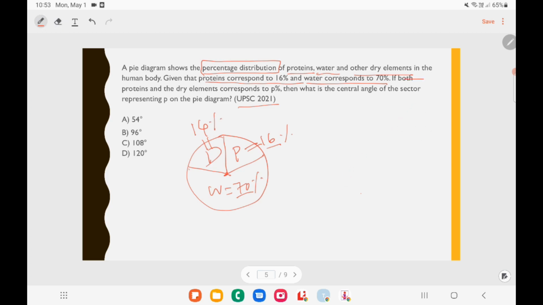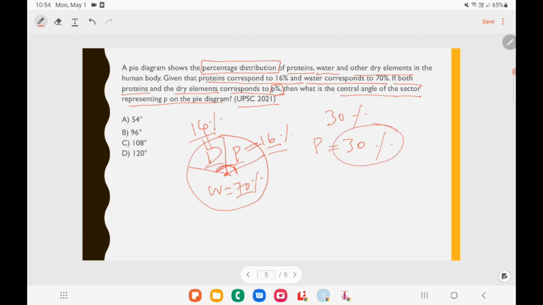Now, if both proteins and dry elements correspond to P percentage, what is P percentage? Dry plus protein together, 14 plus 16, that is 30%. So P is 30%. Then what is the central angle of the sector representing P? So we need to find out how much angle 30% represents.